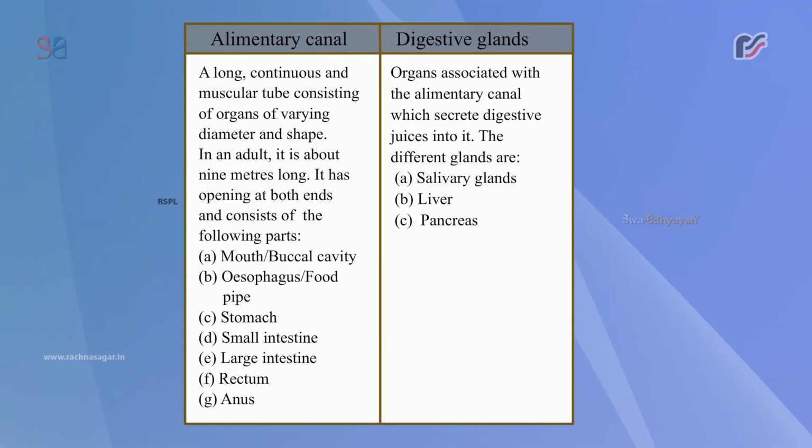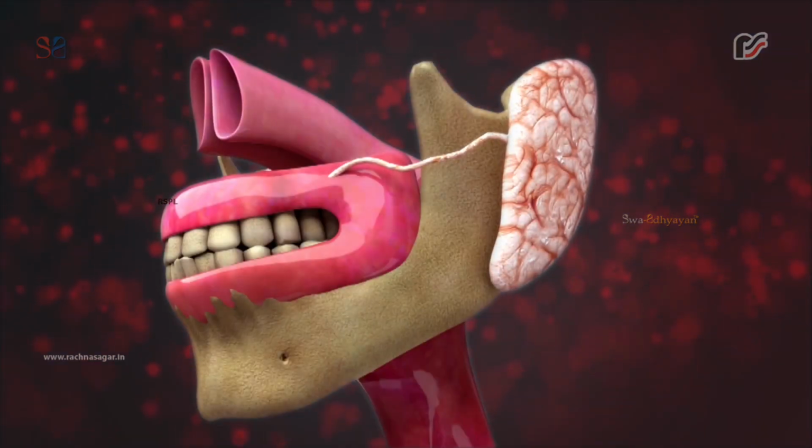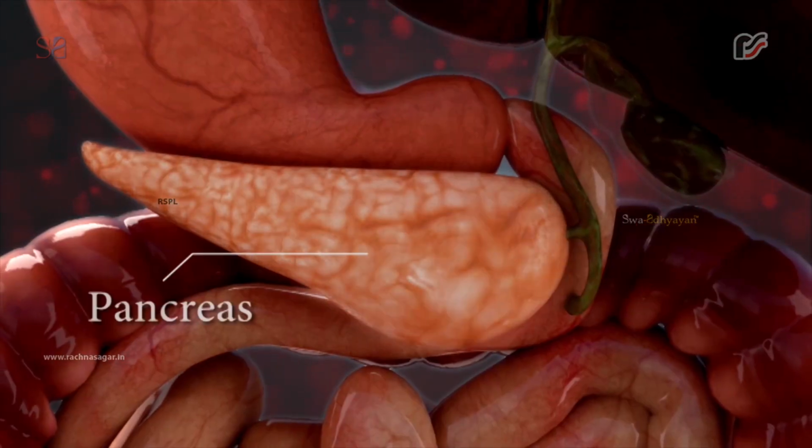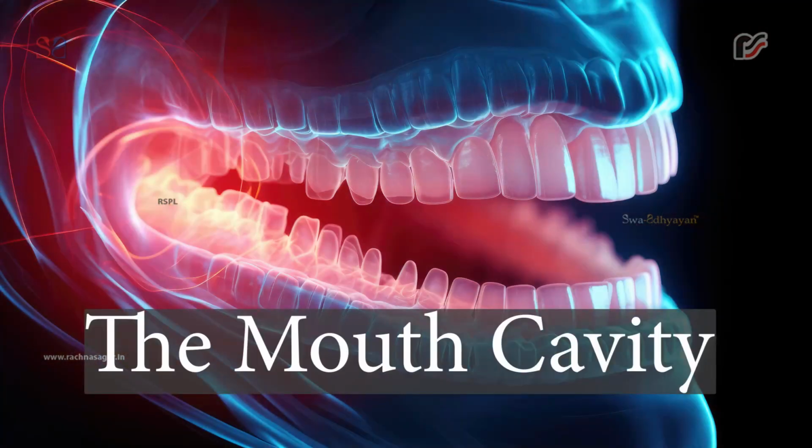Digestive glands, organs associated with the alimentary canal which secrete digestive juices into it. The different glands are salivary glands, liver, pancreas. The mouth cavity.